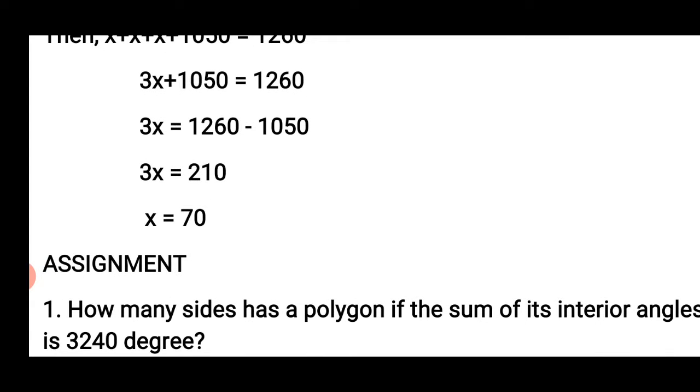Now divide both sides by 3 to obtain the value for x. 3x divided by 3 is x. 210 divided by 3 is 70. So our x is equal to 70.